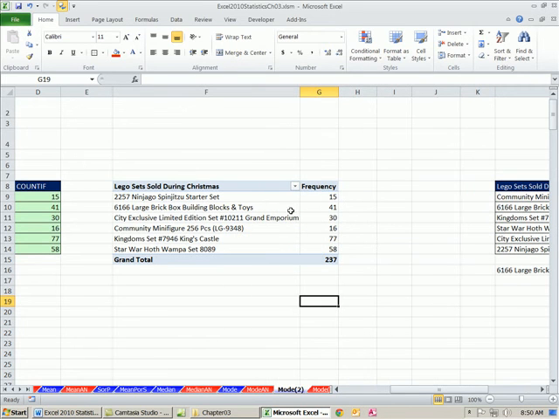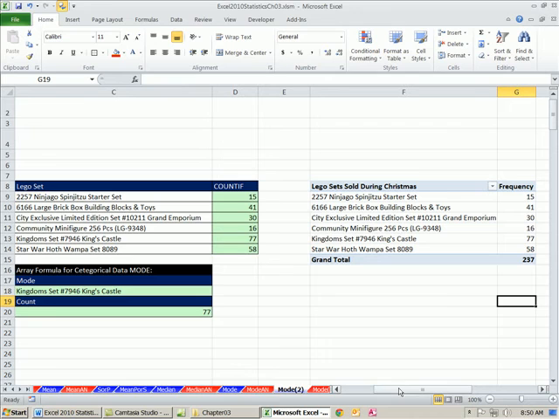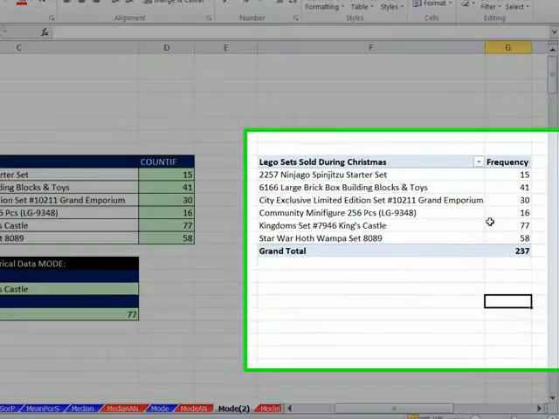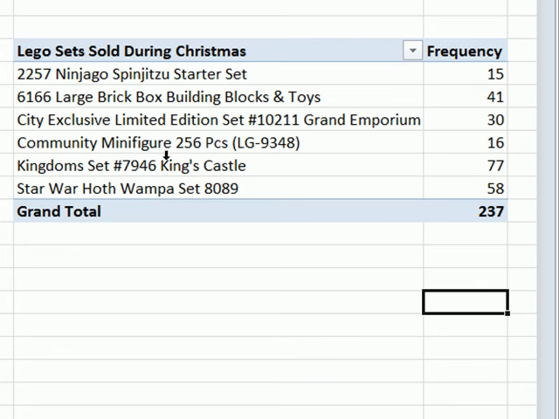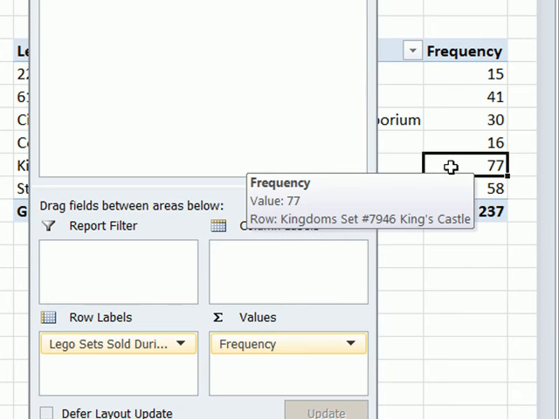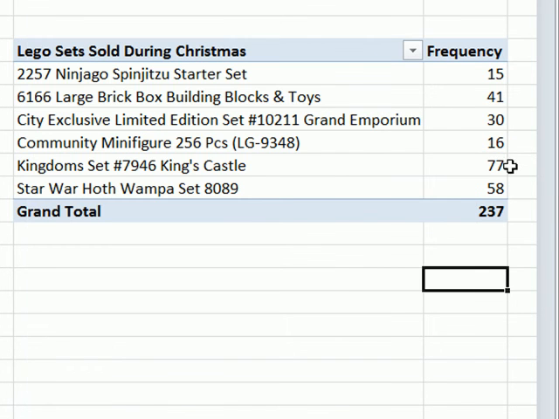Wow, OK, so that one's got a long name there. All right, so you can see we got exactly the same results either way. We can clearly see that the Kingdom Set 794 King's Castle, that is going to be our typical value. At 77, that one occurred most frequently, so that will be our mode.